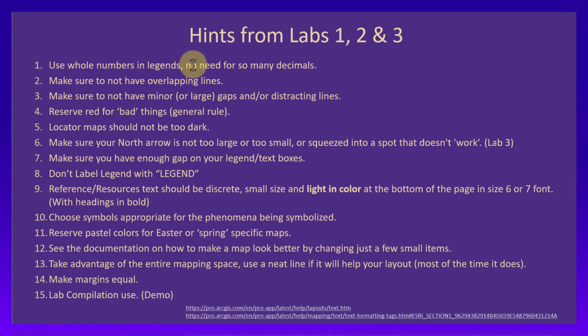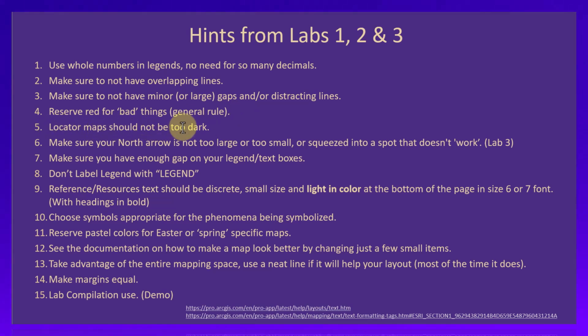If you add percent poverty, for example, 0.002% poverty doesn't mean much. But if you had 20% poverty, that would make a little bit more sense, or 2% poverty. That's understandable in the legends. Make sure to not have overlapping lines. That means lines of your legend overlapping with the line of the map, etc. Make sure to not have minor or large gaps or distracting lines in your cartography. Try to reserve red for bad things as a general rule.